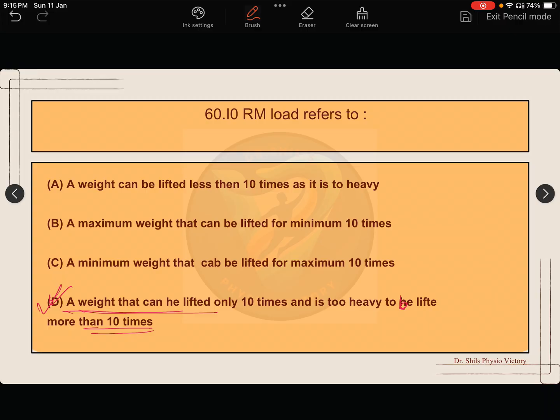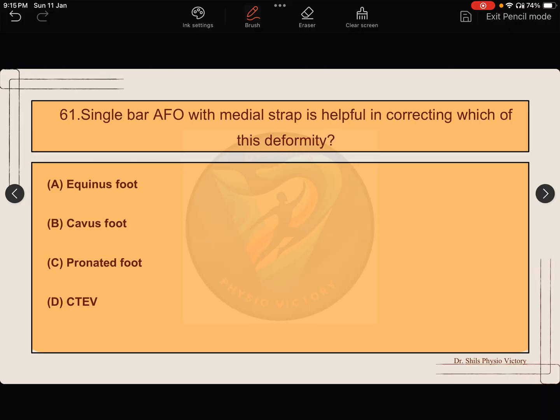Next, come to question number 61. Single bar AFO with medial strap is helpful in correcting which of these deformities? Option A, equinus foot. Option B, cavus foot. Option C, pronated foot. Option D, CTEV. Here, the correct answer is option C, pronated foot.